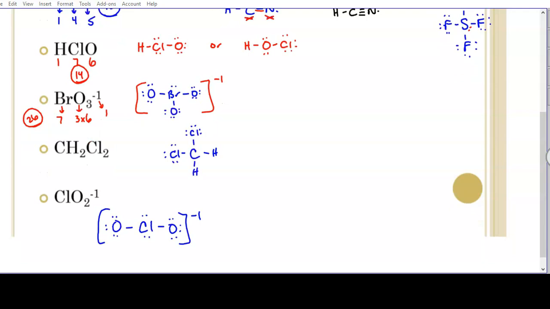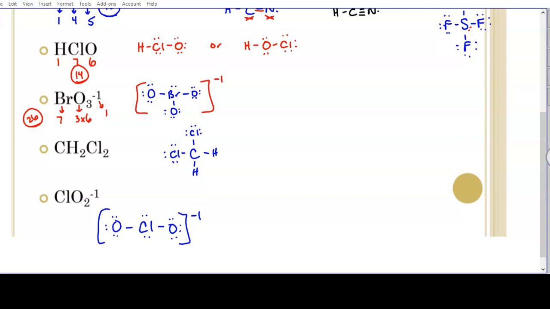I would like you to please check your answers. You'll notice for the first one that I drew 2 examples. Honestly, either of those would be fine. We're going to learn about something called formal charge and how to determine which structure is more plausible coming up on the next couple of slides. Hopefully everything else looks good.